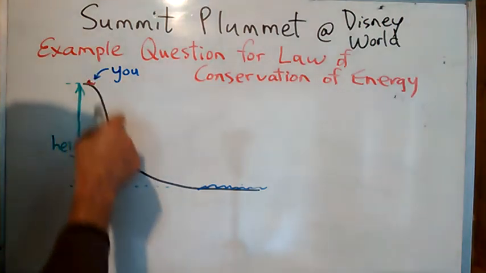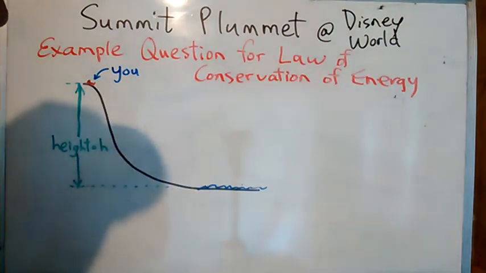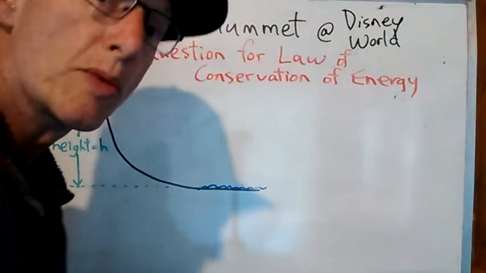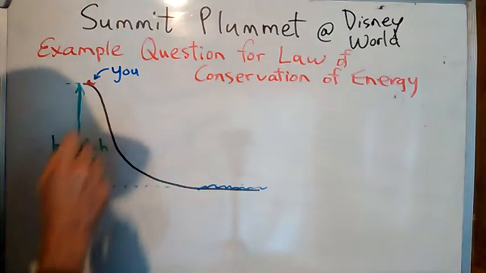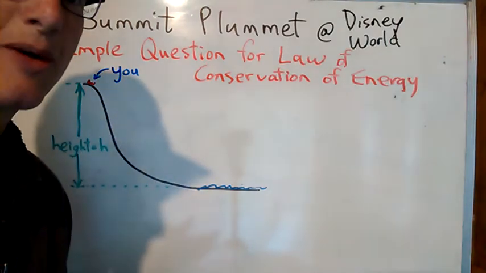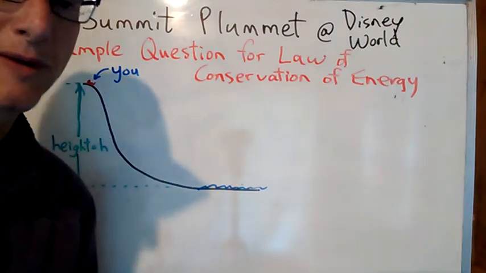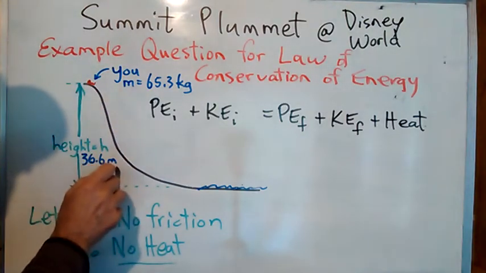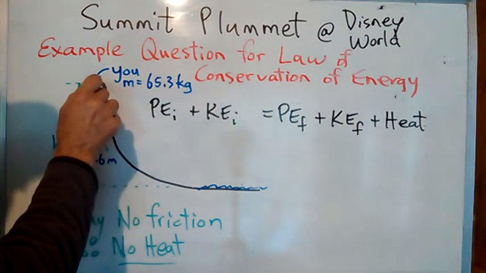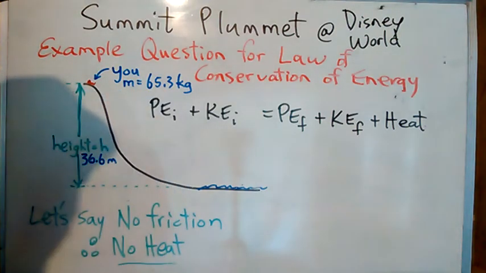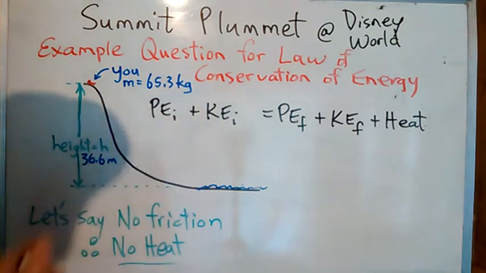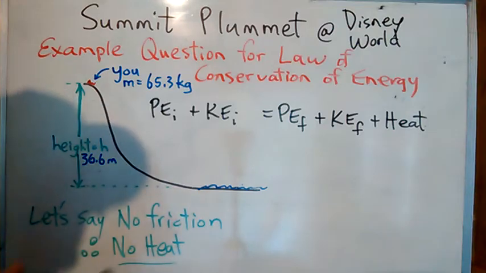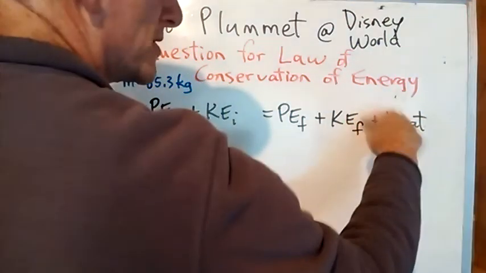There are other types of friction that you encounter on the water slide as well. Could be air friction when your speed picks up. Could be just you bumping against the sides of the water slide. But we're going to look at a simplest example right now where there is no friction, so no heat is produced. Filling in some details, the height of the water slide at Summit Plummet is 36.6 meters. Let's say this is you, and let's say, for instance, your mass is 65.3 kilograms. And let's say in this example there's no friction, so there's no heat. It's the simplest example, because that term right here ends up becoming zero.